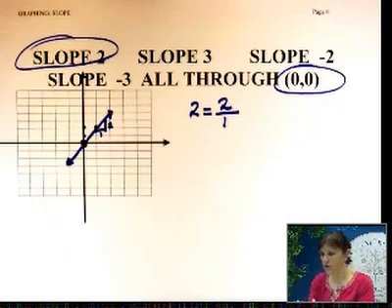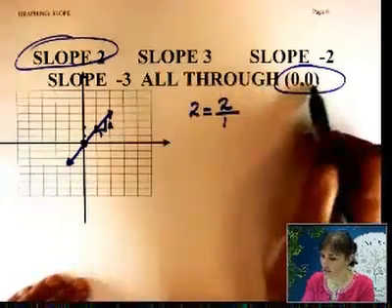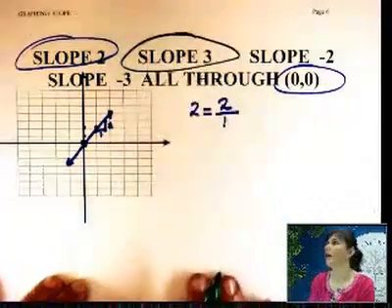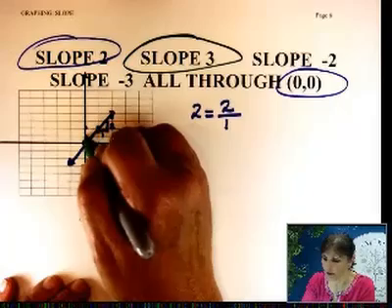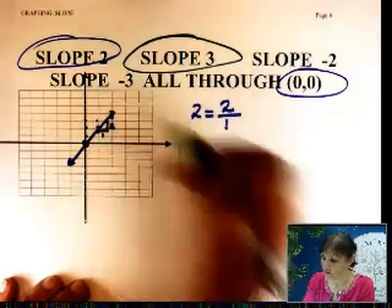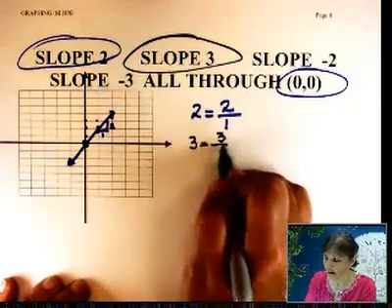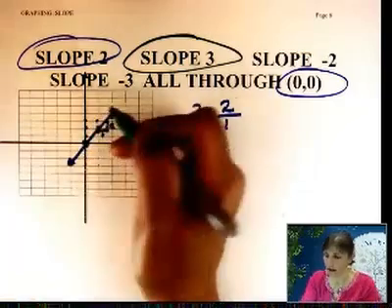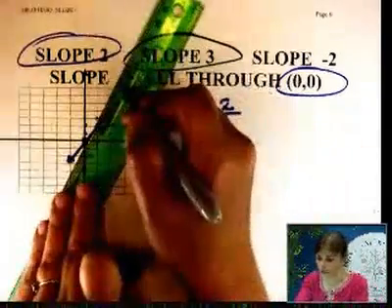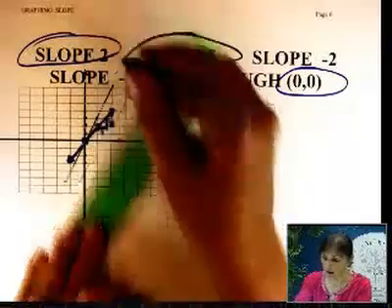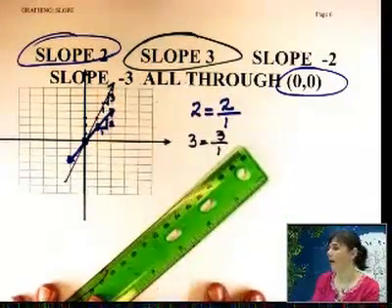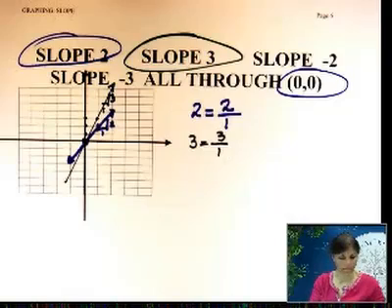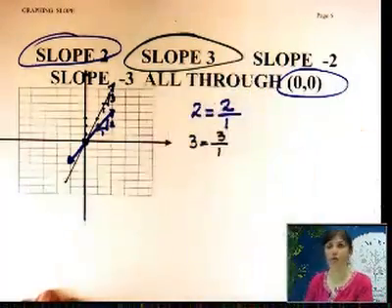Okay? Let's do a 3 to 1 slope through 0, 0 again. I have to go 3 up, 1, 2, 3, and then 1 over. So 3 is 3 over 1. 3 up over 1. Watch, I'll do that with the ruler. This is a 3 to 1 slope. So it's steeper.